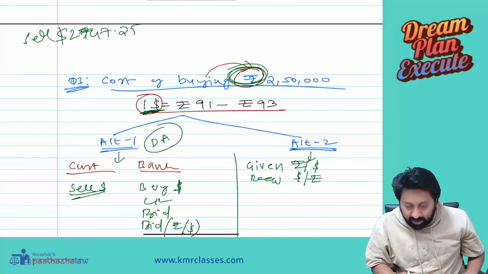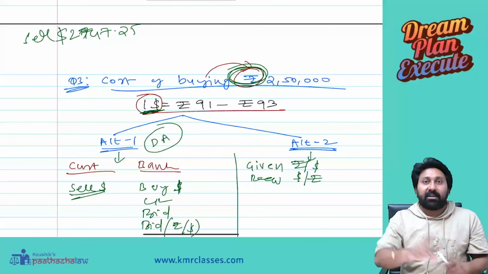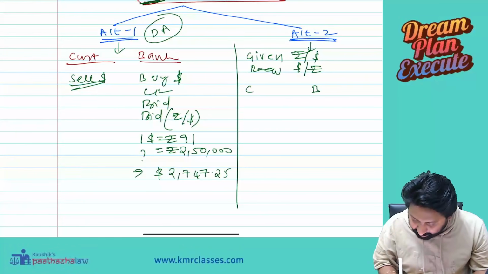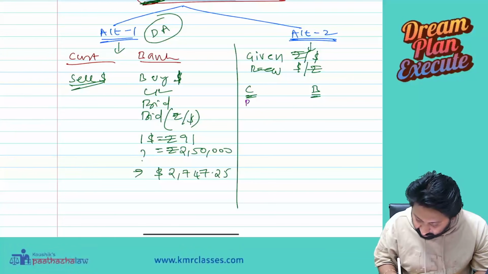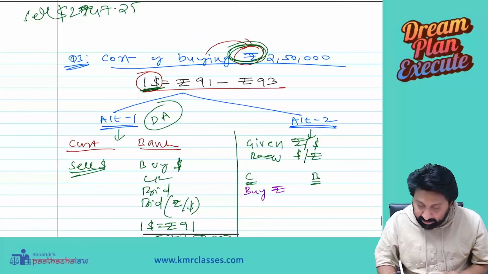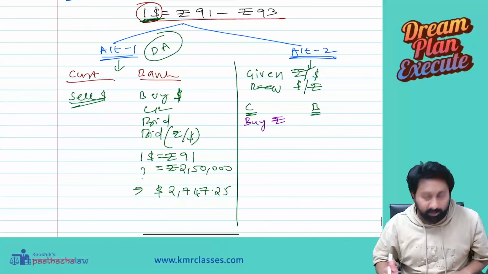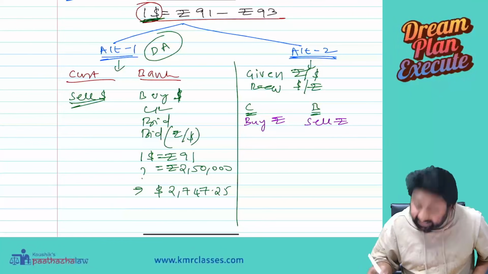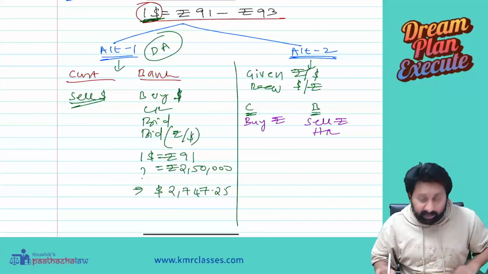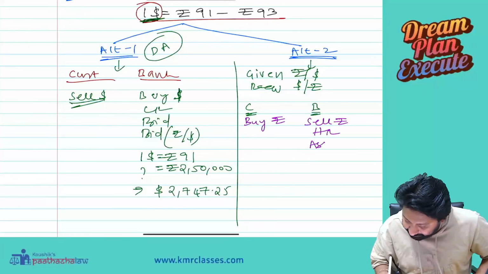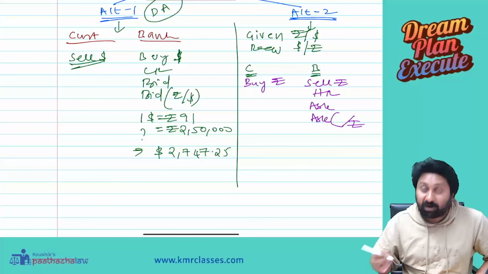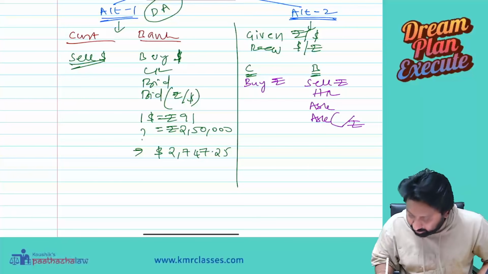So now tell me, go by transaction. The customer wanted to buy rupee, buying rupee 2,50,000. The bank has to sell rupee. The bank sells at the higher rate, which will be the ask rate. The required quotation will be the ask, with whatever you are buying and selling in the denominator.